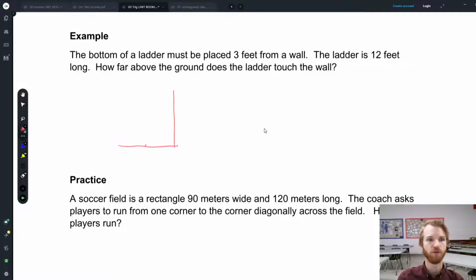The ladder is 12 feet long. How far above the ground does it touch the wall? So it's leaning up against the wall. And we said that it's 3 feet away from the wall, and the ladder itself is 12 meters long.